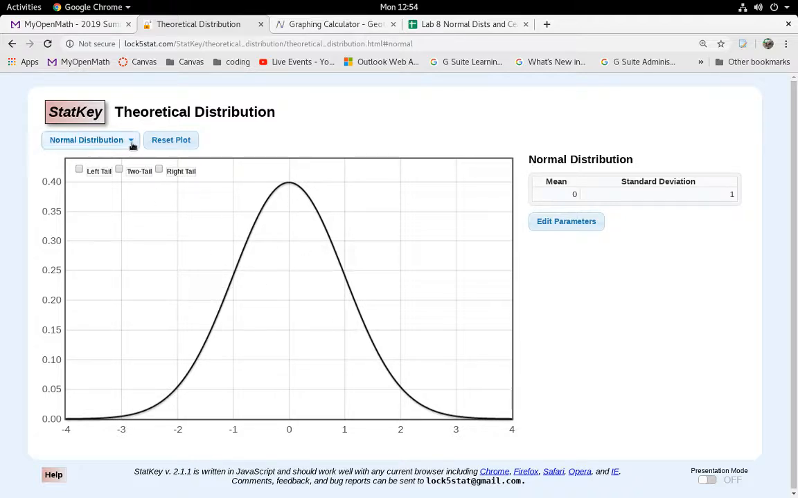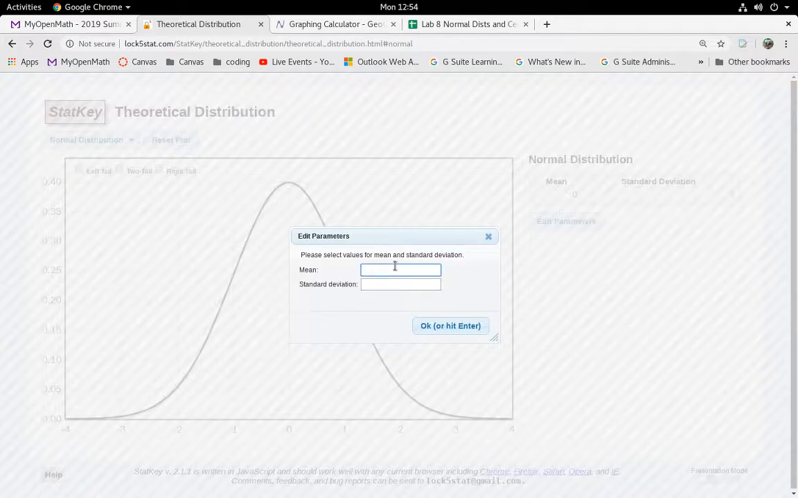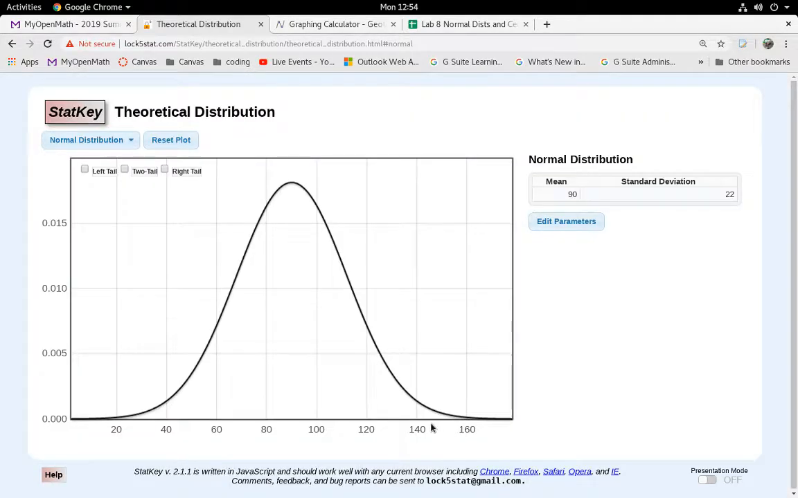There are many other normal distributions, like if I edit the parameters, the reading scores for kids at that grade level were 90, and the standard deviation, I believe, was 22. So I hit enter, and now the mean is set to be 90. Notice that's right between 80 and 100 on this bottom axis. Standard deviation is 22.